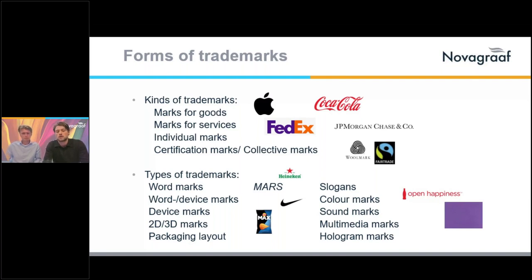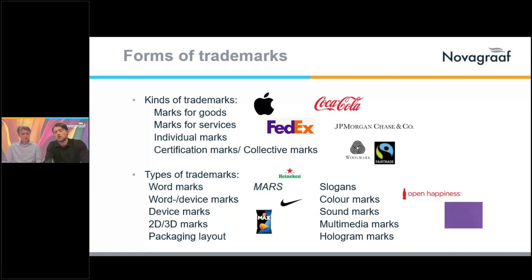and collective marks. And certification marks are meant to certify certain goods and services, so to speak. They reach a certain standard. And you also need to submit or file a regulation that goes with it. And for collective marks, it's to show that your company is part of a collective which also holds a certain standard. And well, trademarks can be formed by any sign.